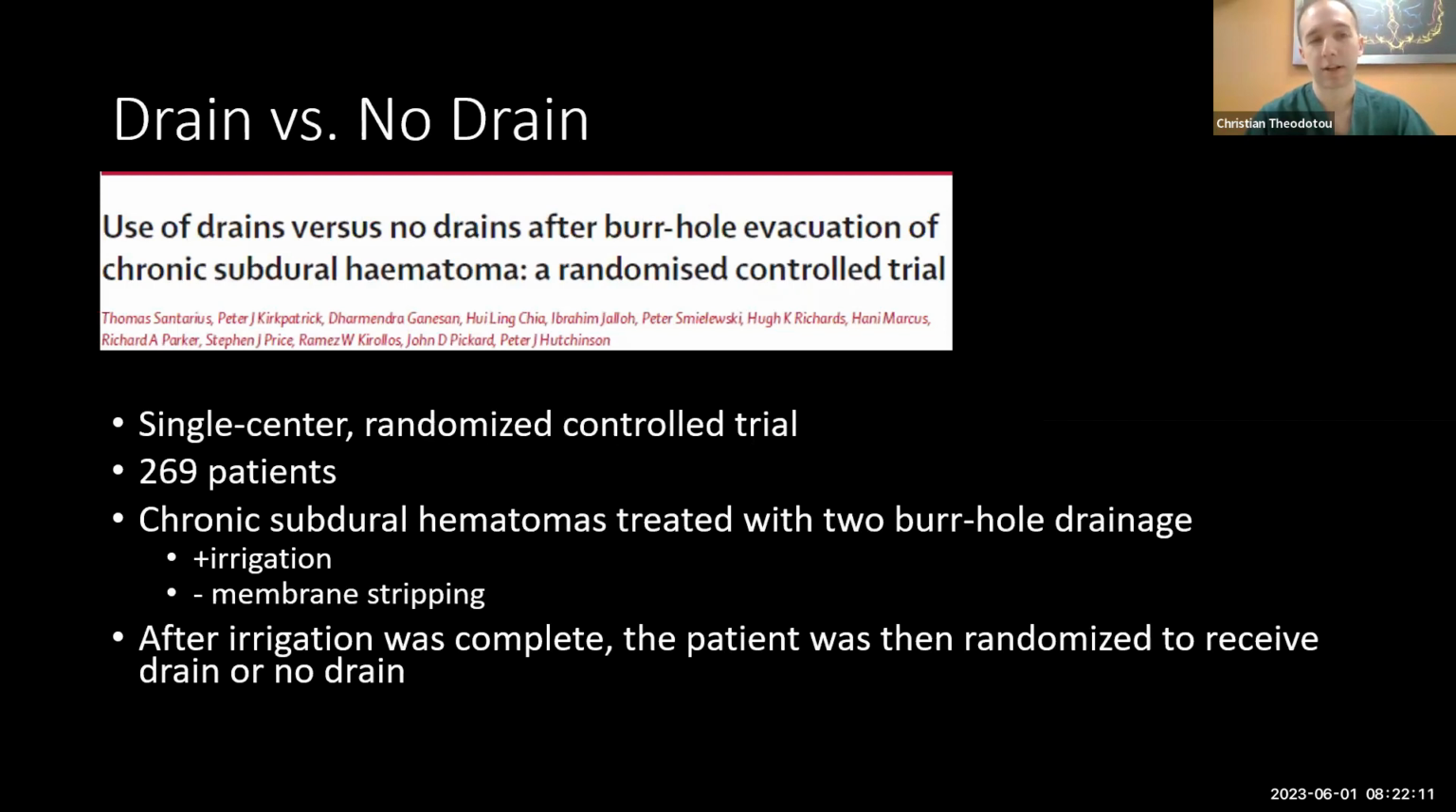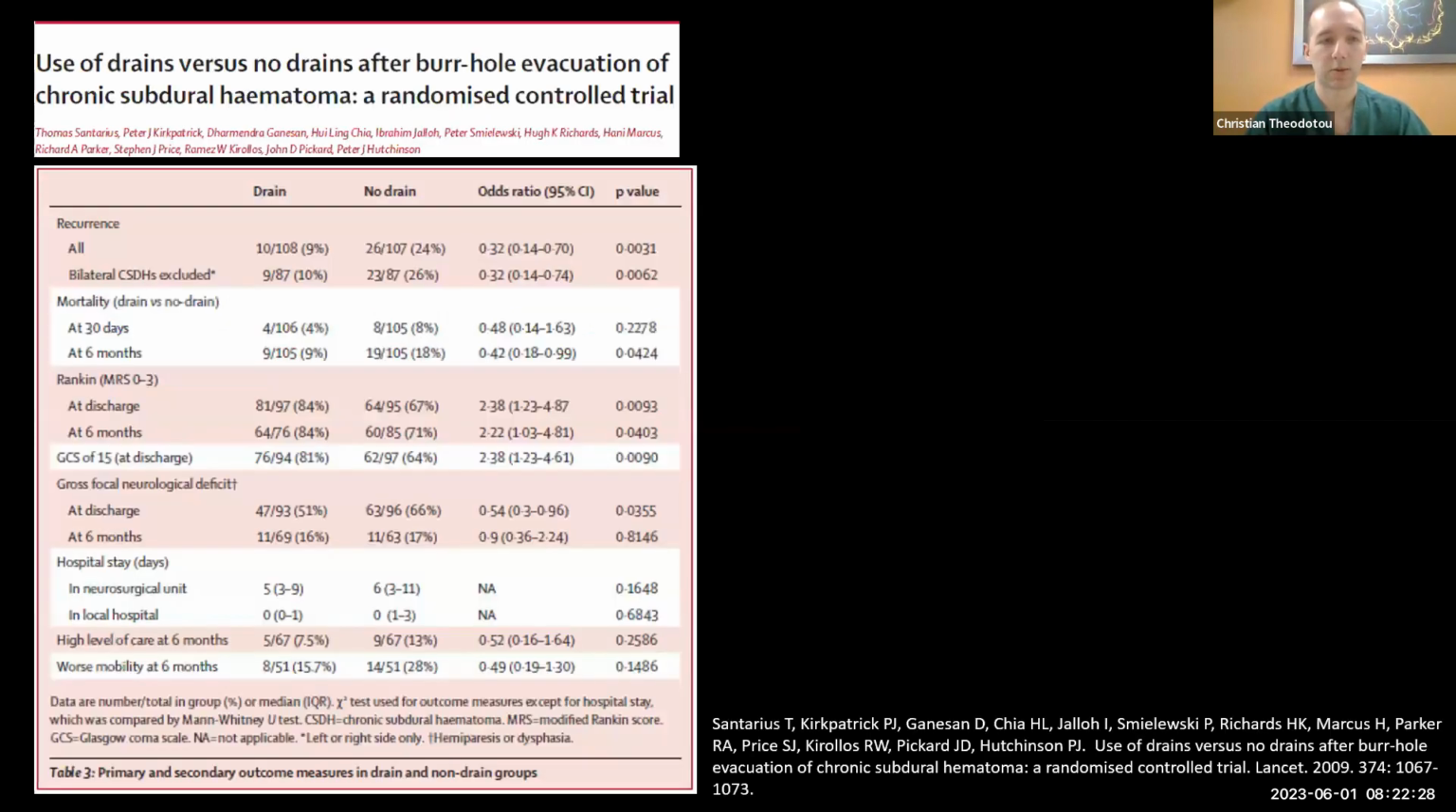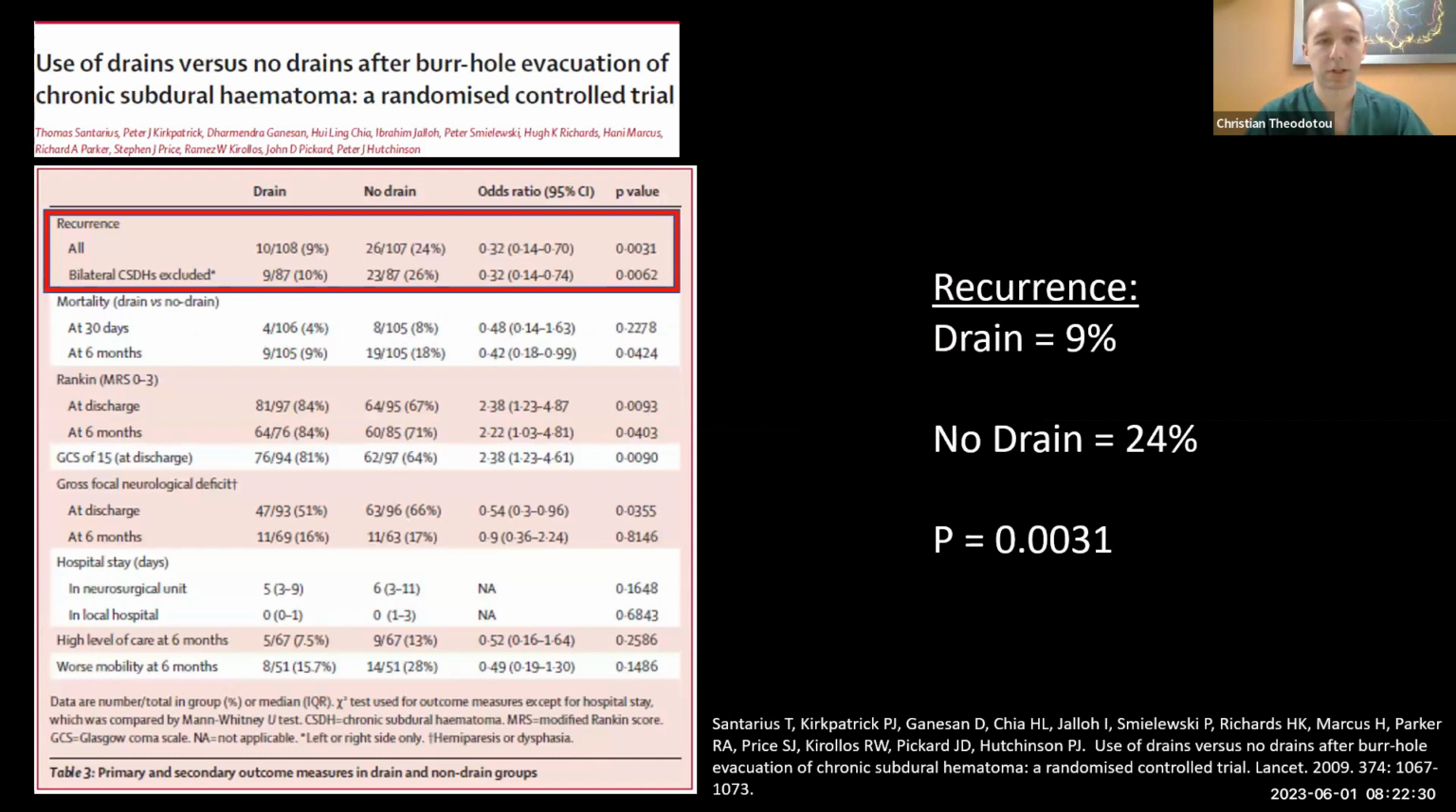This probably has the most robust evidence. This is a multi-center, randomized controlled trial. This was in Lancet. It was probably one of the best designed trials I've ever seen, where they drained the subdural, and right at the time of drainage, they said, okay, we're done with drainage, we're going to randomize them to drain or no drain. And the results are pretty remarkable.